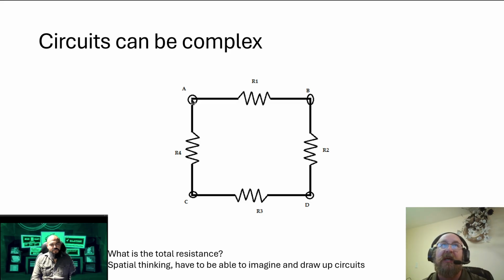But it would be different if we were measuring between point A and point D. If we were measuring between point A and point D, we would have R1 and R2 in series. We would have R3 and R4 in series. And these two branches would be in parallel with each other. So we would add up R1 and R2, we would add up R3 and R4, and then we would take 1 over those totals, take the inverse of that, and we would have our total resistance.